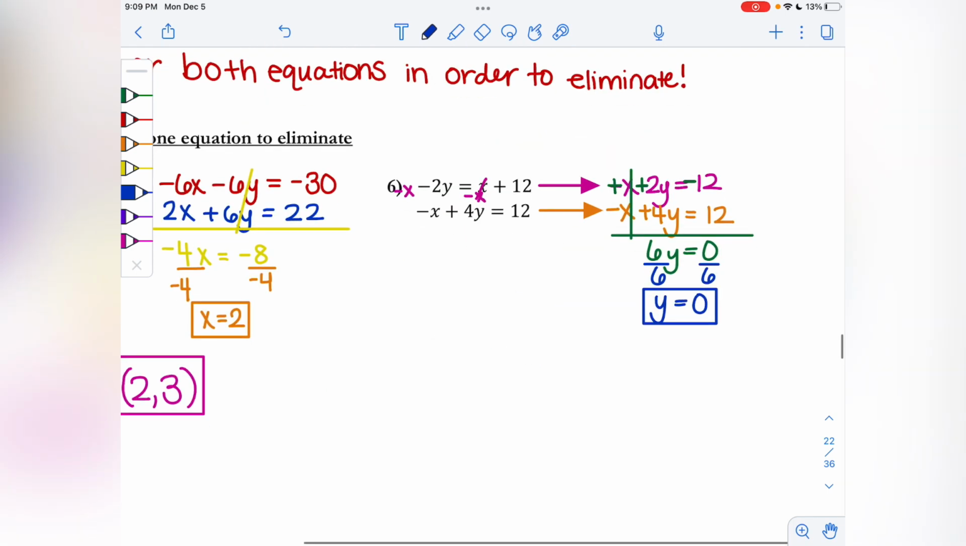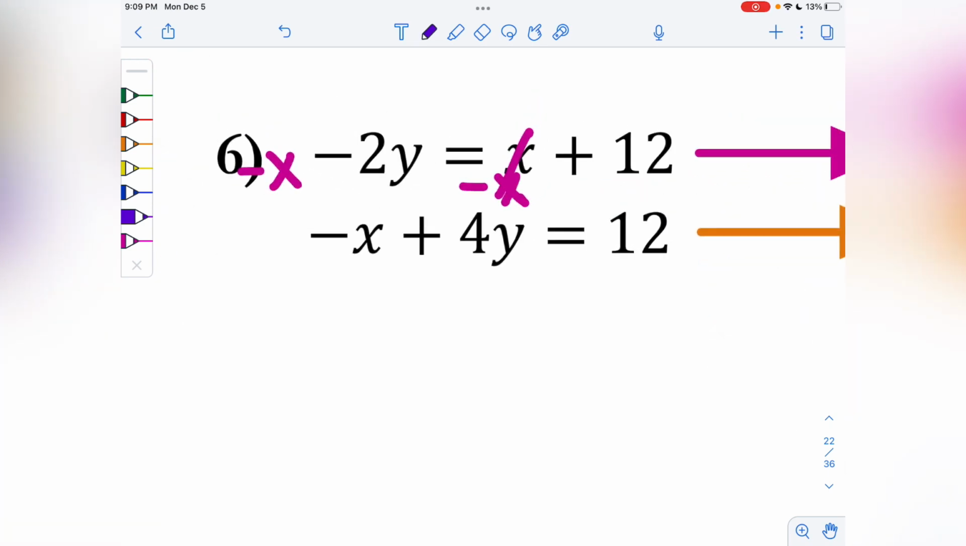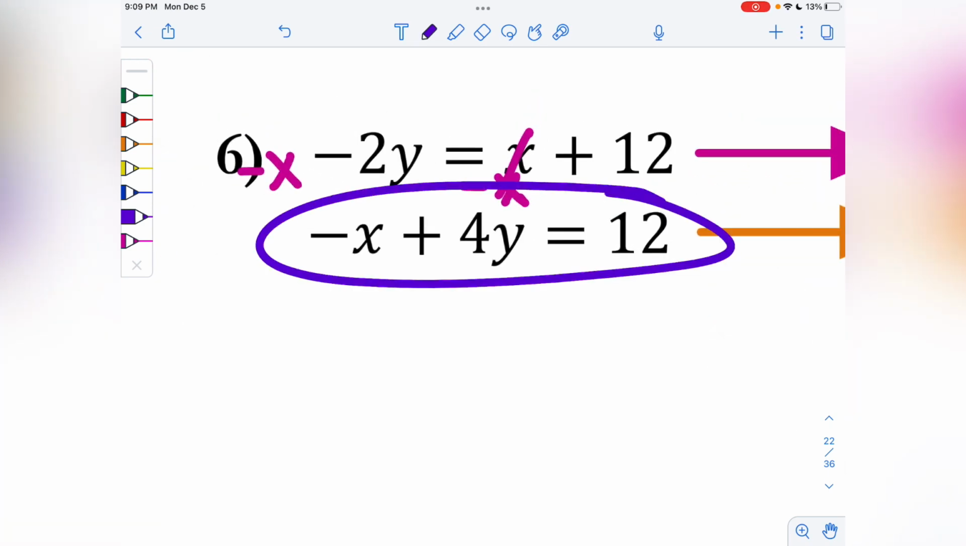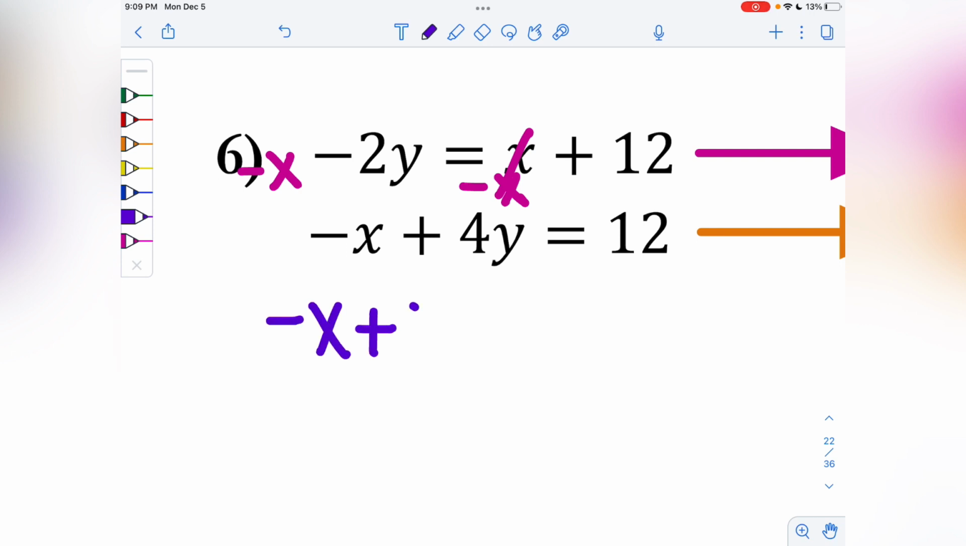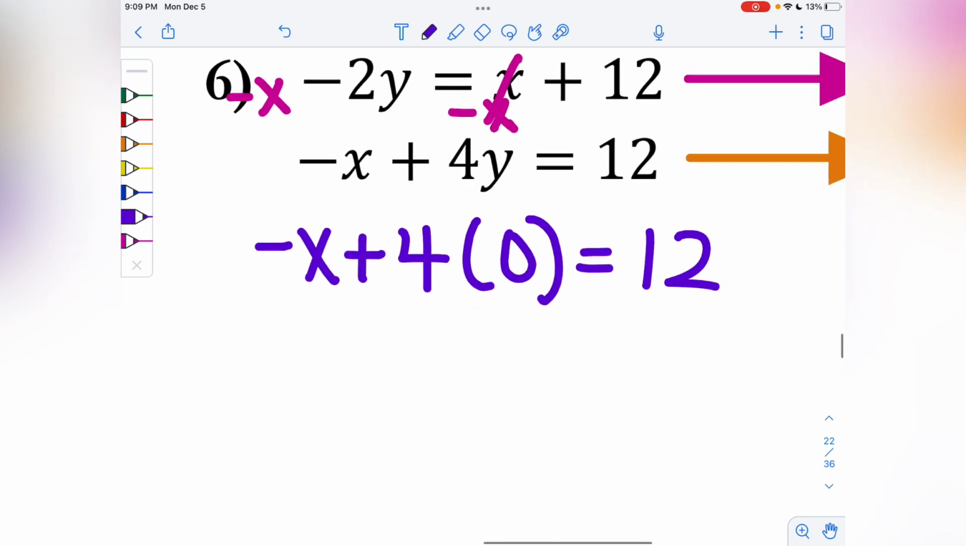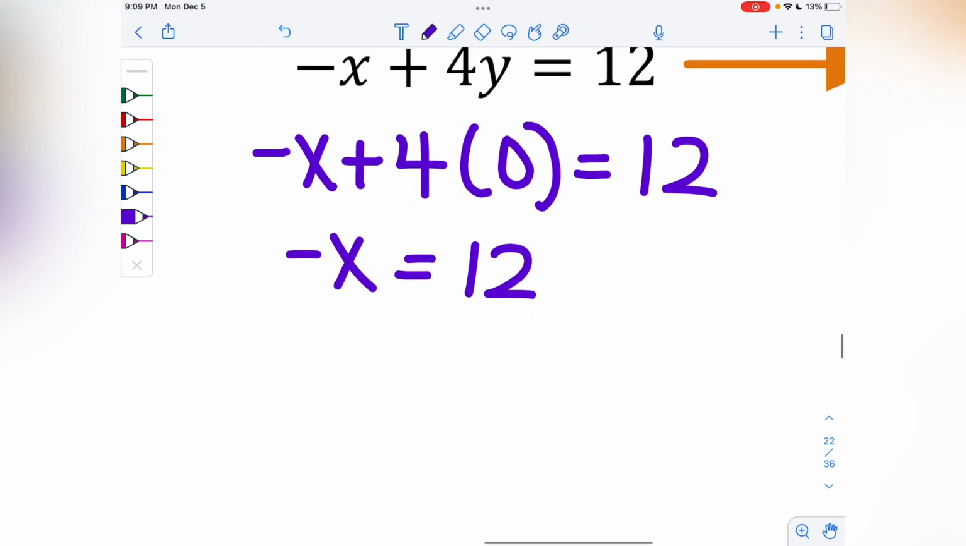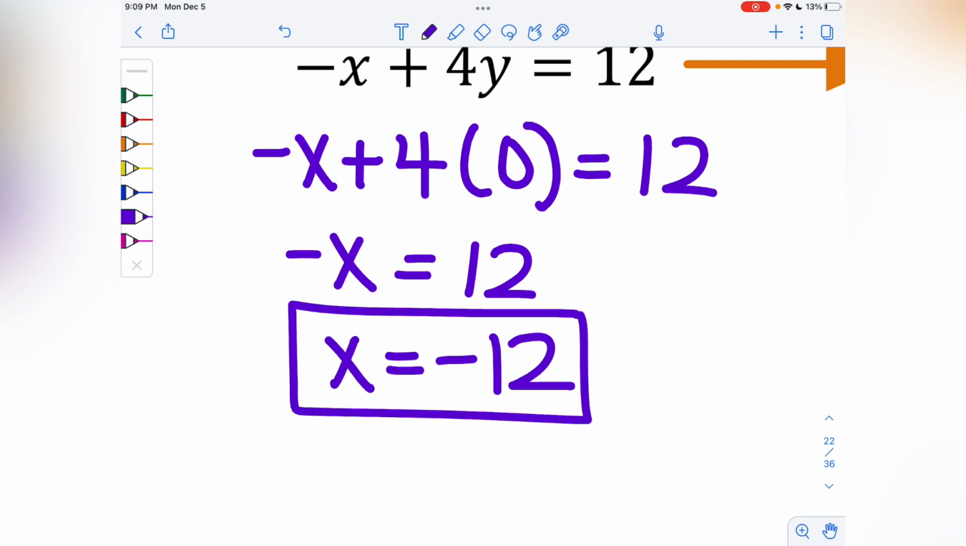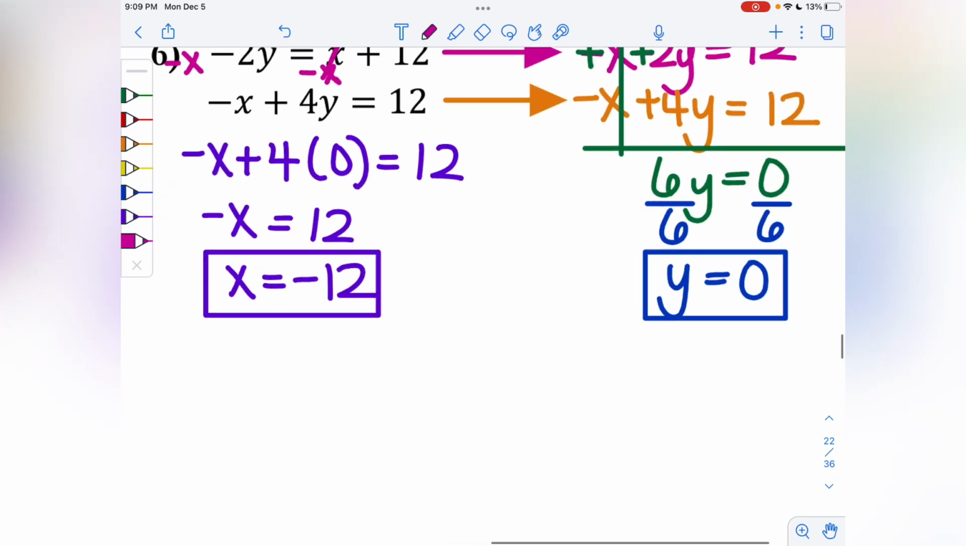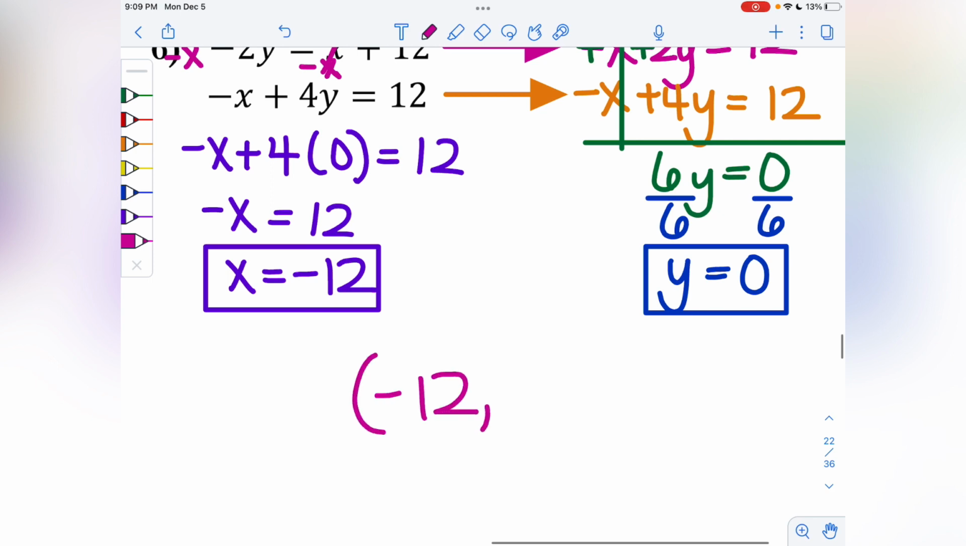So y equals 0 is my first answer, and now I'm just going to plug back into one of my original equations to find the other letter x. So let's plug in here. That's negative x plus 4 times 0 equals 12. So that's negative x, 4 times 0 is just 0, equals 12. So x is negative 12. Okay, so my final answer is negative 12, comma 0.